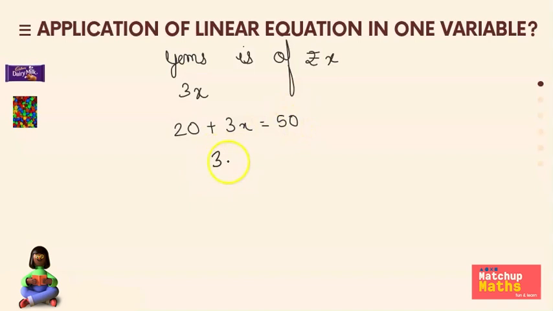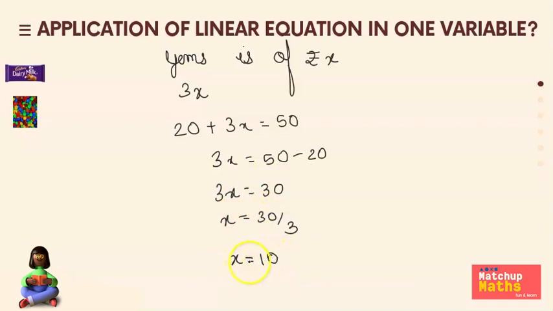So, here 3x will be equal to 50 minus 20. You can know the price of gems from this linear equation. So 3x is equal to 30, so x is equal to 30 by 3, so x is equal to 10. So the price of a gem is 10 rupees. I hope you understood this example.